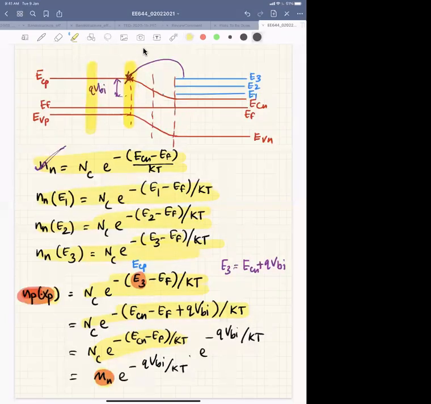Yes, sir. So when we're talking about injection, it is how many electrons are coming from N, right? And the exact amount you could always measure at the edge of the depletion region. Yes, sir. Got it.